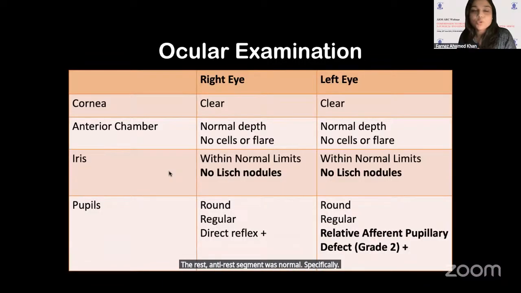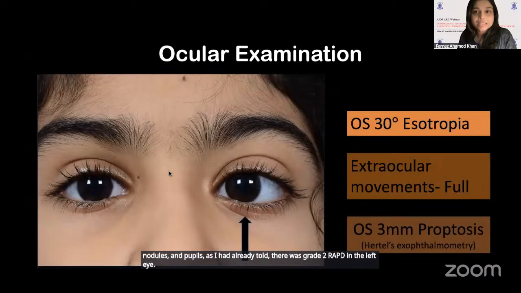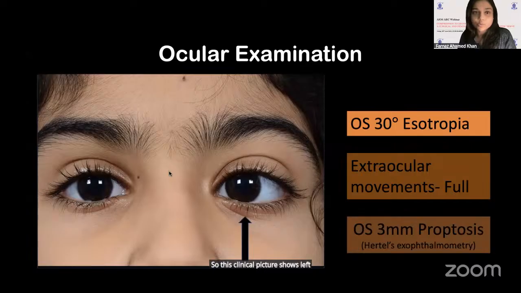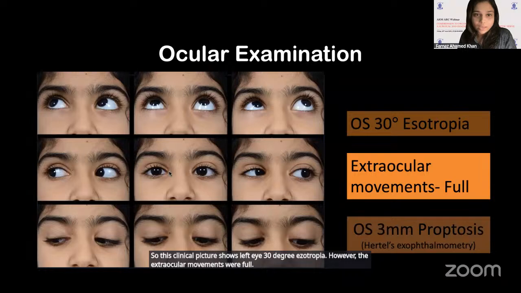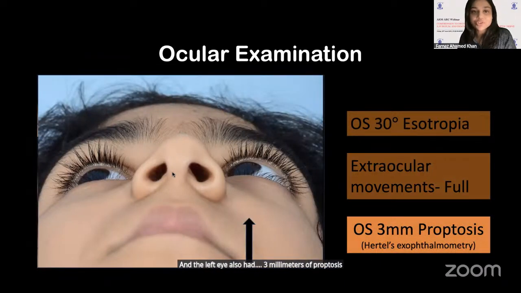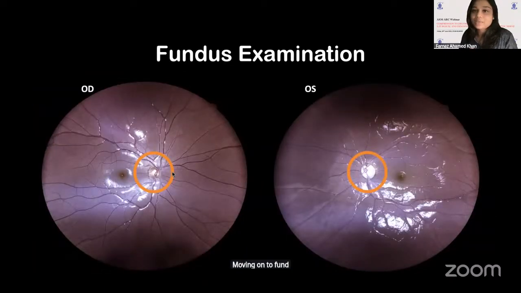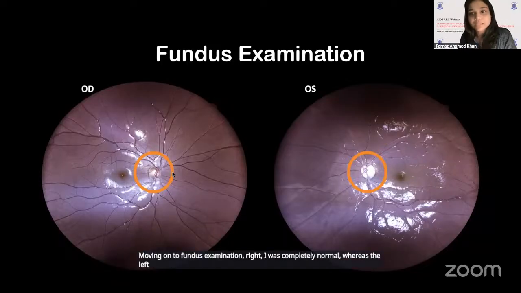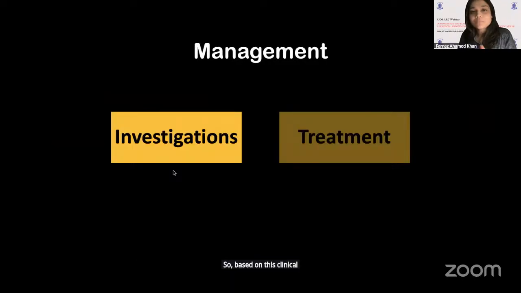Specifically, there were no Lisch nodules, and as I had already told, there was grade 2 RAPD in the left eye. This clinical picture shows left eye 30-degree esotropia. However, the extraocular movements were full, and the left eye also had 3 millimeters of proptosis as measured by Hertel's exophthalmometry. Moving on to fundus examination, the right eye was completely normal, whereas the left eye had diffuse disc pallor with no optociliary shunts.